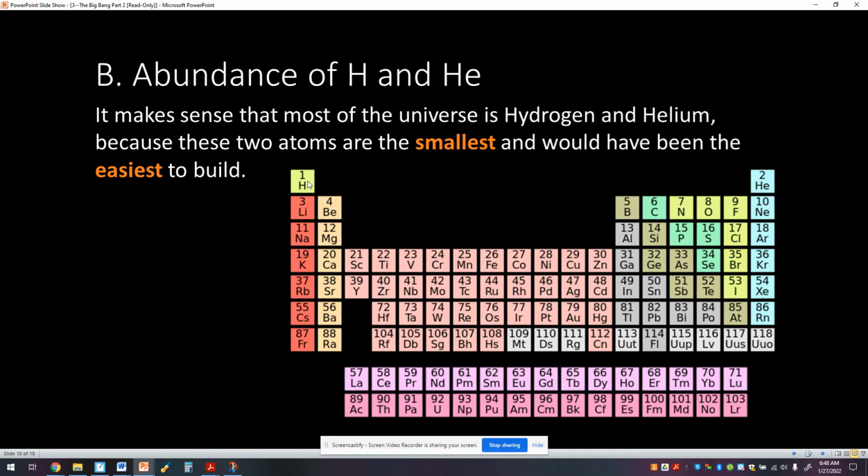All right, so periodic table here, here's your hydrogen, here's your helium, numbers 1 and 2 on the periodic table. So these are the two smallest atoms and would have been the easiest to build. Hydrogen just has the one proton and not even a single neutron. So it just needs the one proton and one electron. Whereas helium had the two protons and the two neutrons with it, as well as two electrons.